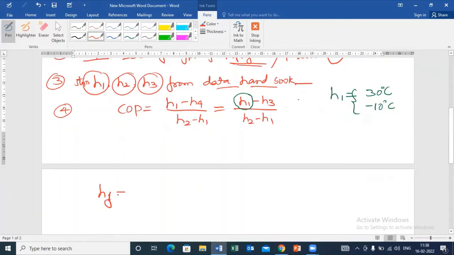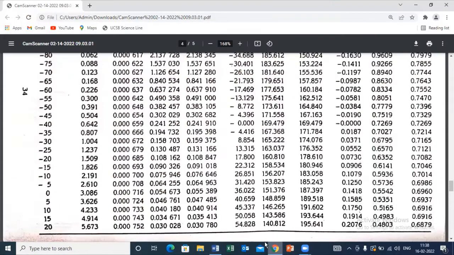First I will write HF1. Why am I writing HF1? Because I'm writing at minus 10 degrees Celsius at point 1 or 4.1. HF1 I am writing at minus 10, that is 26.85. These are the values, 26.85. This is at minus 10. Okay, in this row, 26.85.